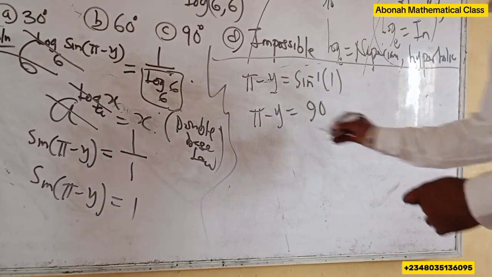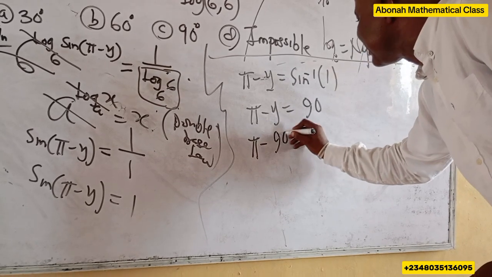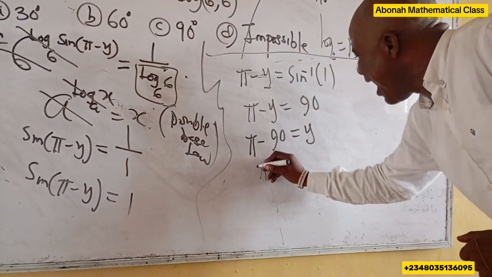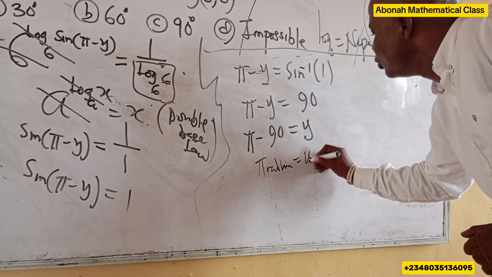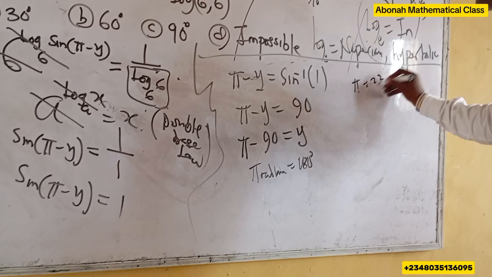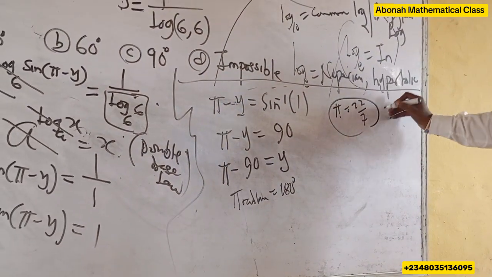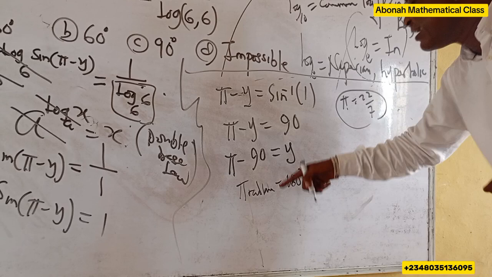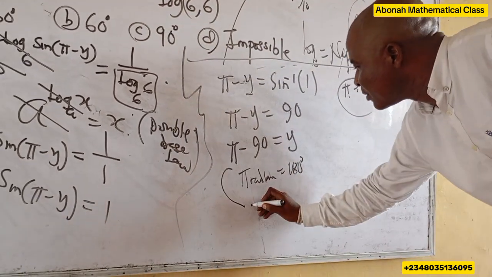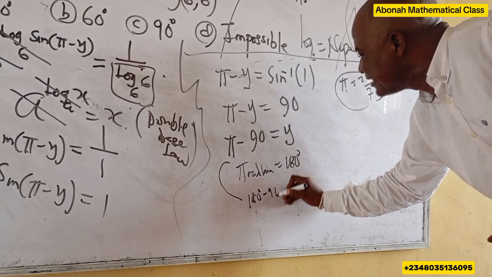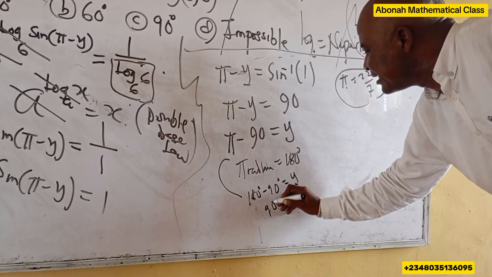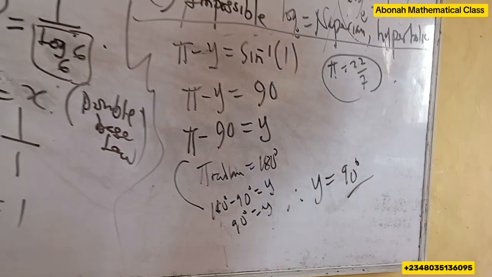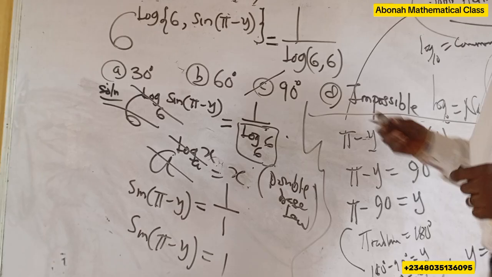I'll bring this here and bring this one out. Pi minus 90 equals y. This is the answer, but we should note that our pi here is pi radian, not pi as 22/7. Under mensuration, pi is 22/7. Under trigonometry, our pi is in radian, which is 180. Therefore, 180 degrees minus 90 degrees equals y. 90 degrees equals y. Therefore, y equals 90 degrees. That is the answer, which is option C.